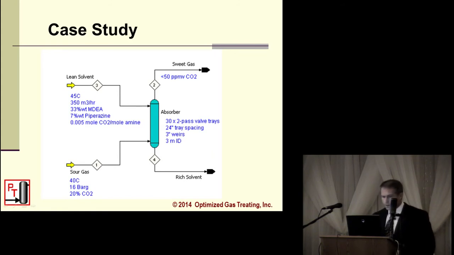Our lean solvent is a mixture of MDEA and piperazine, a little warmer, 350 cubic meters per hour. That's contacted in a 30 tray, 2-pass, 24-inch tray spacing absorber. Some of the other details are on the drawing here.